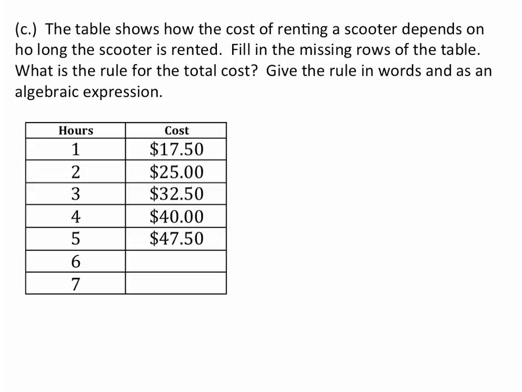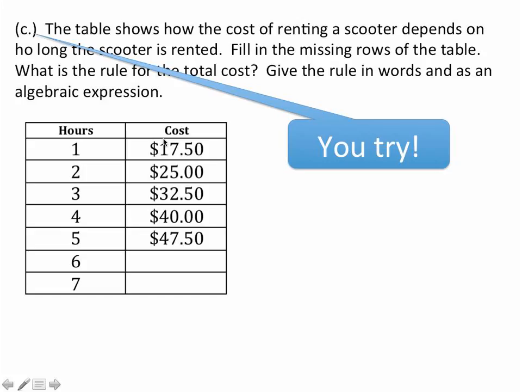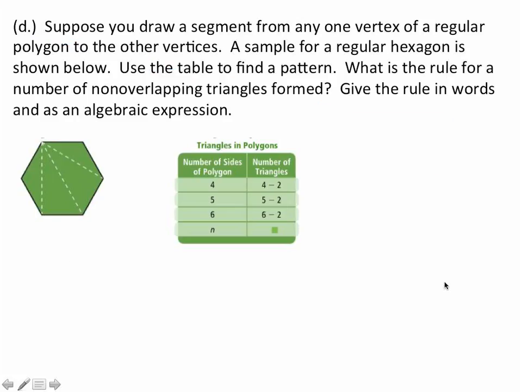Okay? Right here in C, I gave you a little table. It shows how the cost of renting a scooter depends on how long the scooter is rented. Fill in the missing rows of the table. Write a rule. Give the rule in words and as an algebraic expression. Okay? I'm going to let you try that. So fill in the rest of the table, write a rule, and give the rule in words and also as an algebraic expression. We'll check that next time.